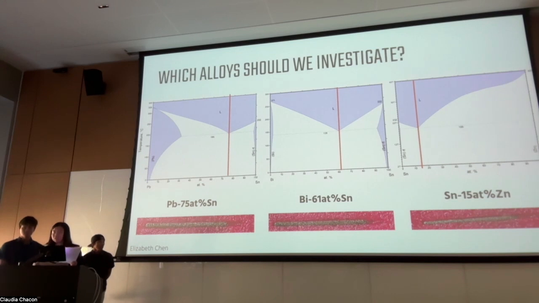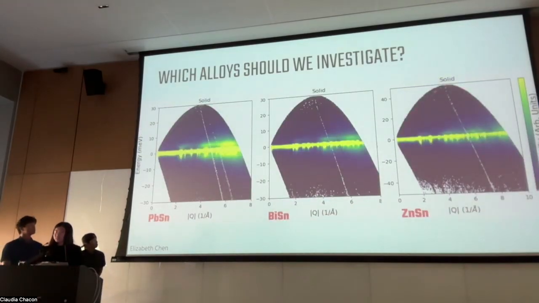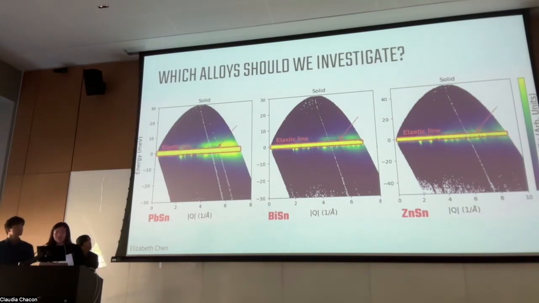The composition for each is lead with 75% tin, bismuth with 61% tin, and tin with 15% zinc. This is how our raw data looked coming out of the ARCS instrument. Here is the elastic line, which represents neutrons that bounced off the sample without gaining or losing energy. This means that they didn't interact with atomic vibrations at all. Anne took this data, sliced it right down the center, and gave it to us, which looks kind of like diffraction data. We took that data and put it into GSAS-II, which is the software that we use to analyze it.